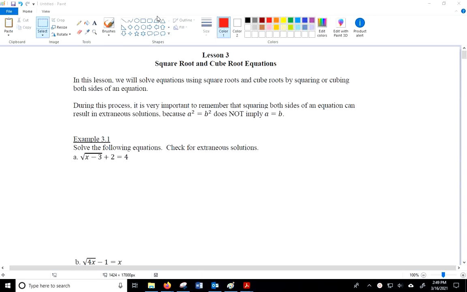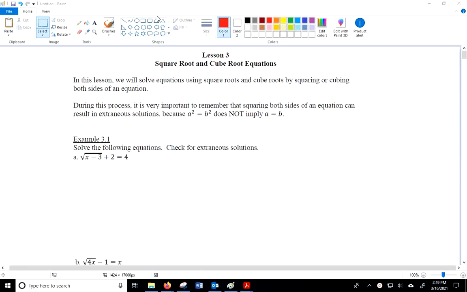In this lesson, we're going to solve equations using square roots and cube roots by squaring or cubing both sides of an equation. So that shouldn't surprise you too much. When we had x squareds, we saw that we can sometimes use square roots to solve. Now we're going to have square roots, and we see we can use squaring to solve.